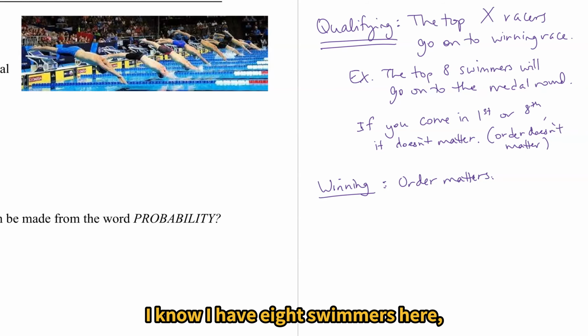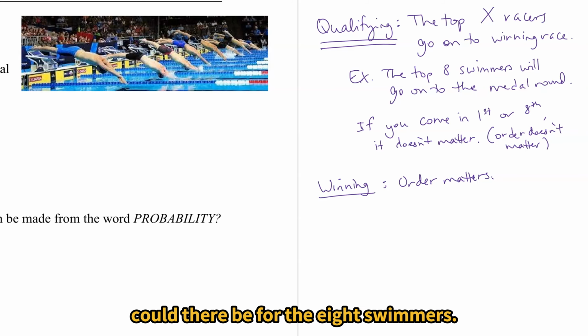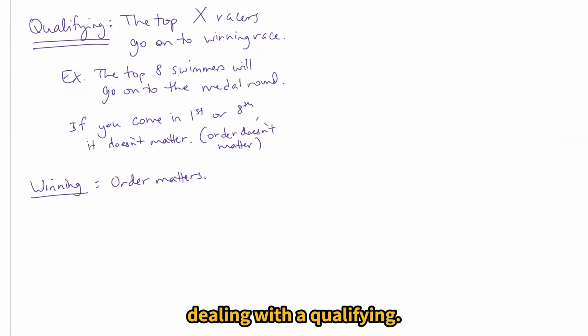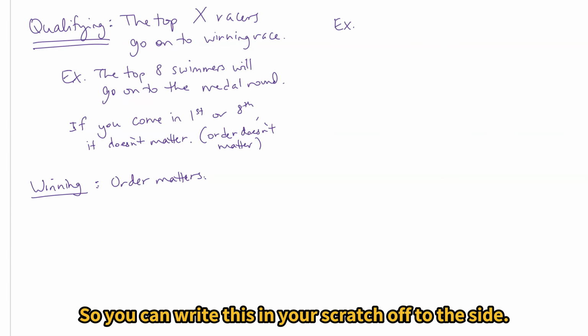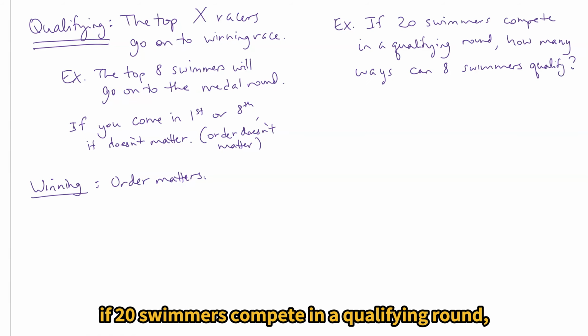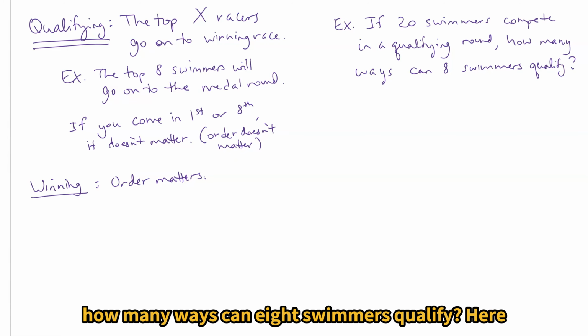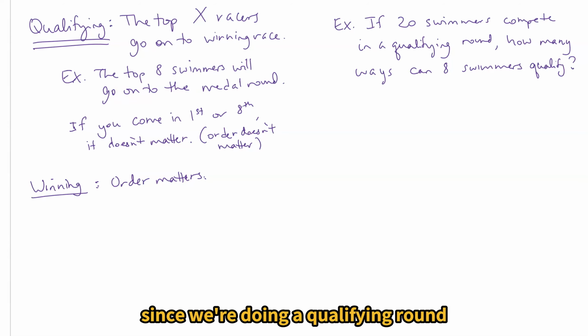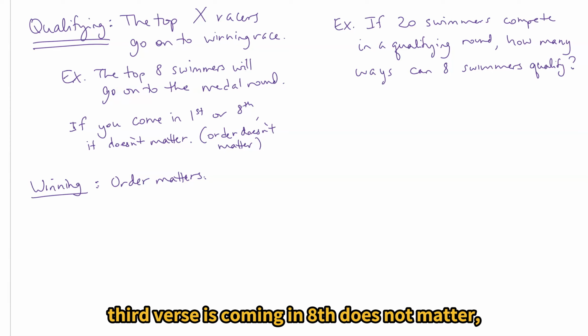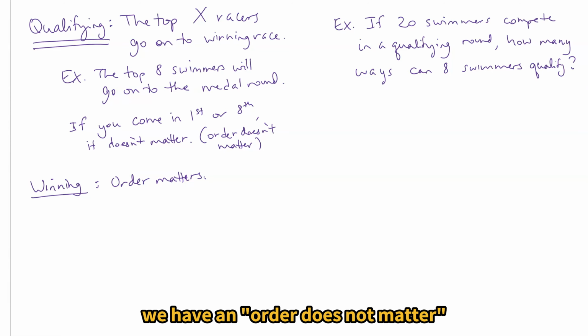I know I have 8 swimmers here, and the problem in your notes talk about how many different results could there be for the 8 swimmers, but I want you to think about instead a slightly different scenario dealing with the qualifying. So you can write this in your scratch off to the side. We can look at this example. If 20 swimmers compete in a qualifying round, how many ways can 8 swimmers qualify? Here, since we're doing a qualifying round and coming in first versus coming in 3rd versus coming in 8th does not matter, we have an order does not matter situation.